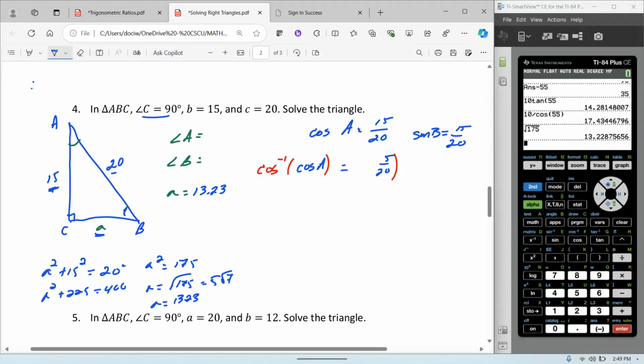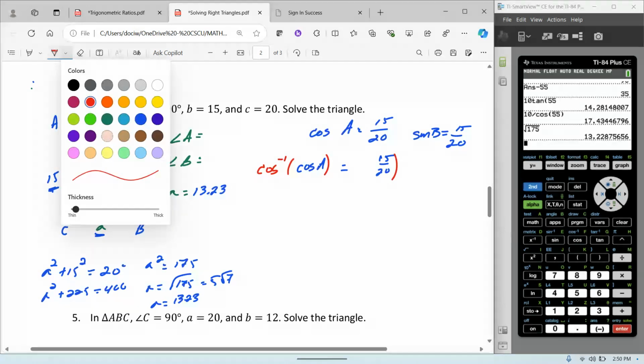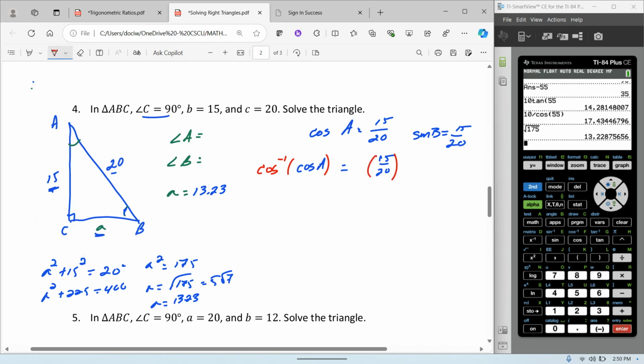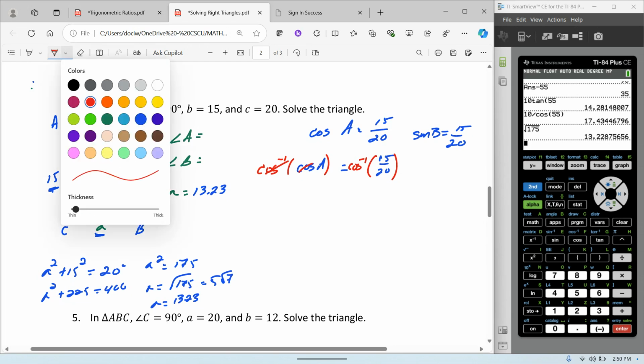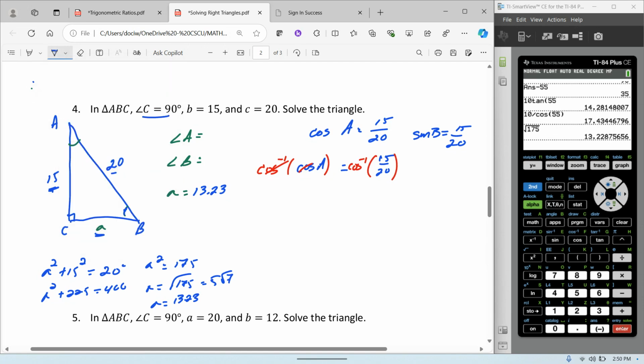So cosine of A equaled 15 over 20. I'm taking the inverse cosine of both sides. Now the inverse cosine of the cosine of A is just simply equal to A. So A is equal to the inverse cosine of 15 over 20. If you need this, back me up, watch it a couple times, see if it starts to sink and make sense. I'll do it a few more times.